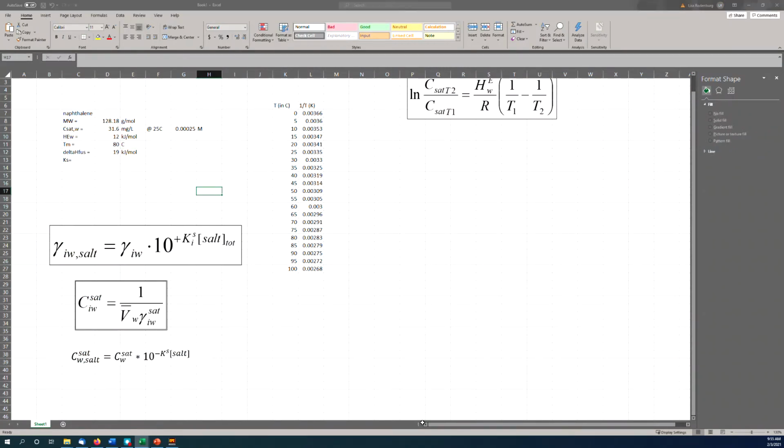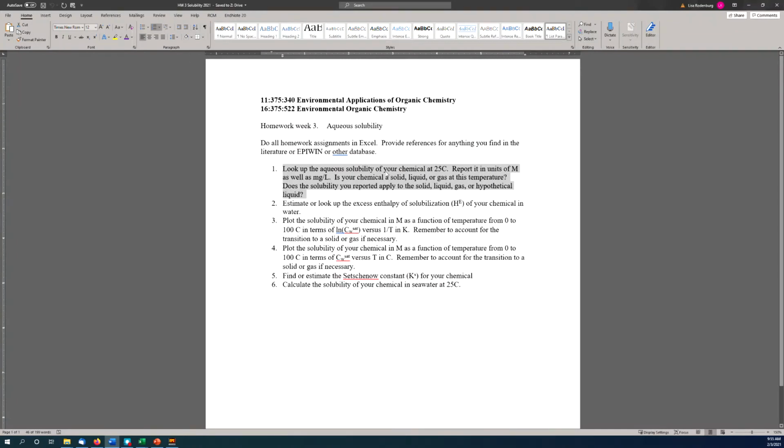So that takes care of part 1. Look up the aqueous solubility of your chemical. We got it in milligrams per liter and converted it to molar units. We've determined that this is the solubility of the solid here. Sometimes you might have something else, depending on whether your chemical is a liquid or a gas. But we have the solubility of the solid. And now we want to estimate or look up the excess enthalpy of solubilization. We did that. And now plot the solubility of your chemical in molar units as a function of temperature from 0 to 100 degrees C, in terms of the natural log of CSAT versus 1 over T. And remember to account for the transition to a solid or gas if necessary.